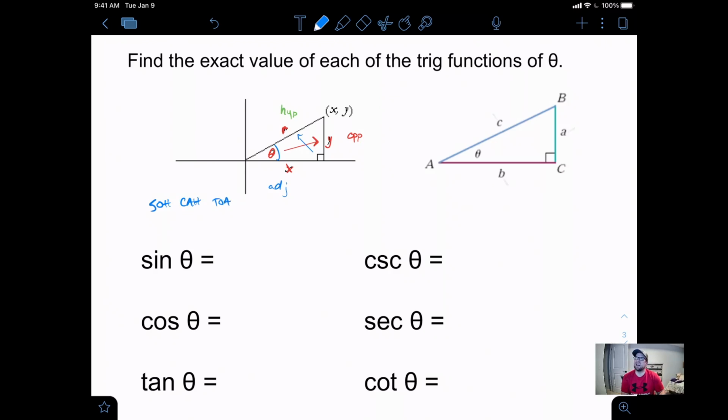Sine is the opposite over the hypotenuse. So in this situation, our opposite side was y, and our hypotenuse side was r. So sine of theta is going to be y over r.